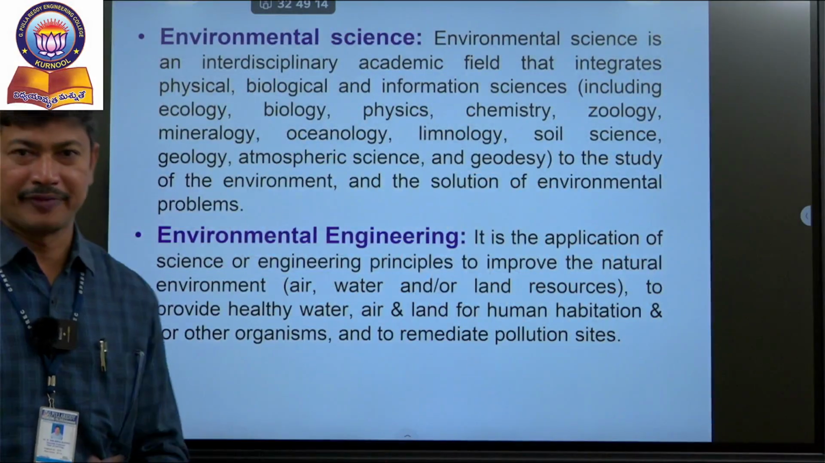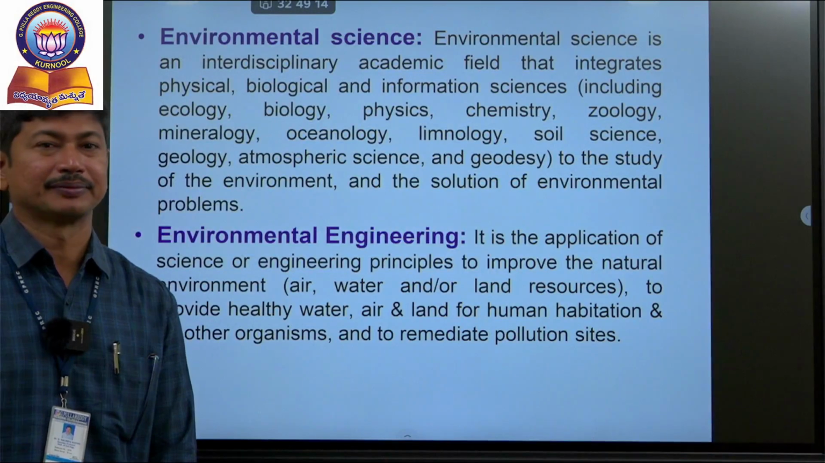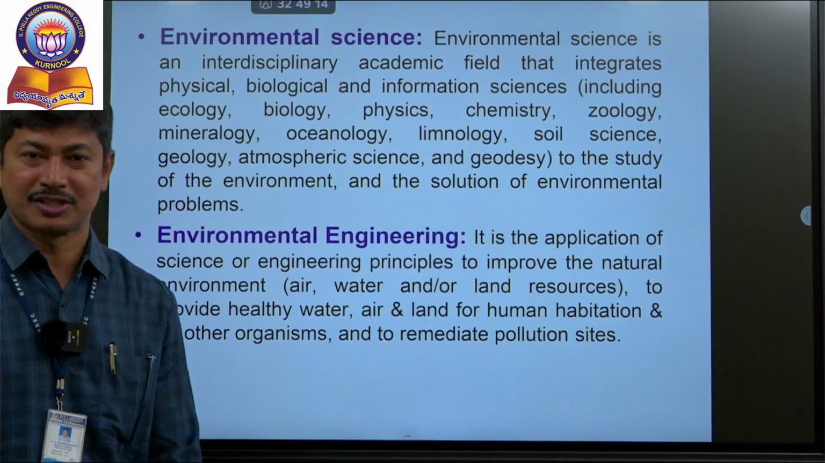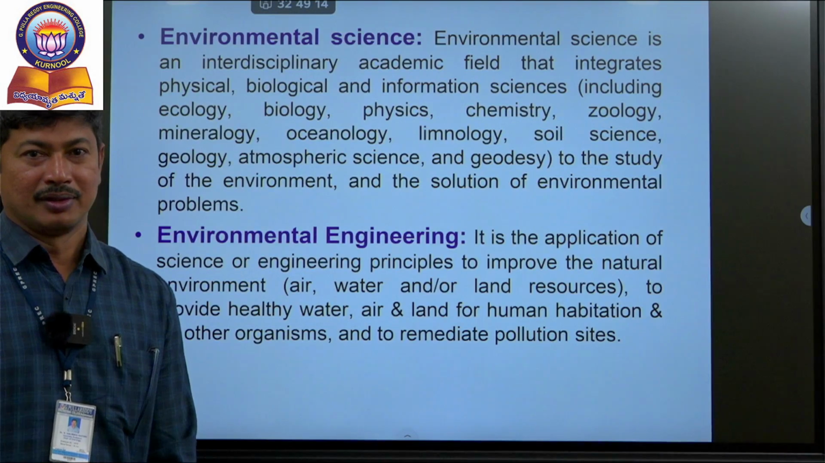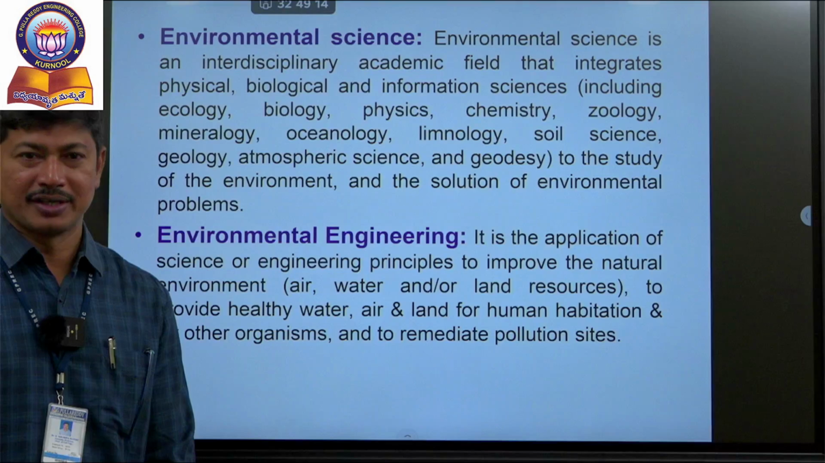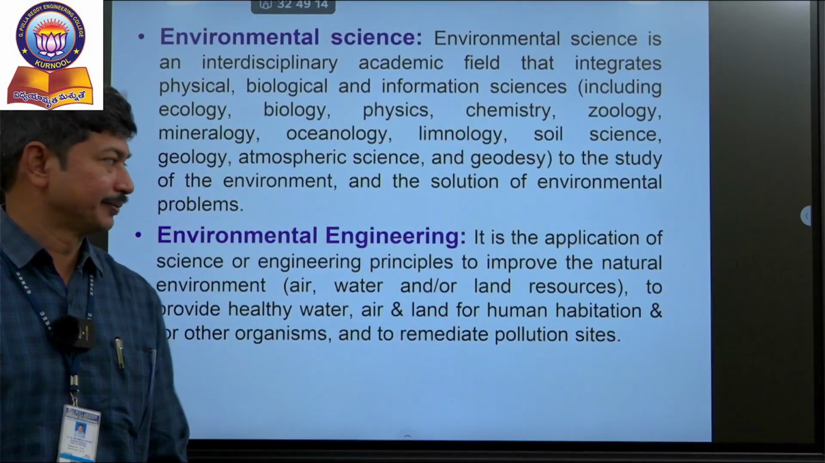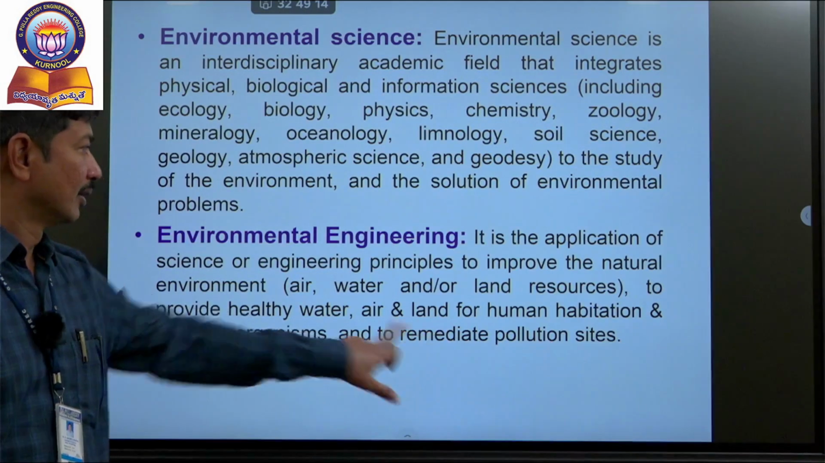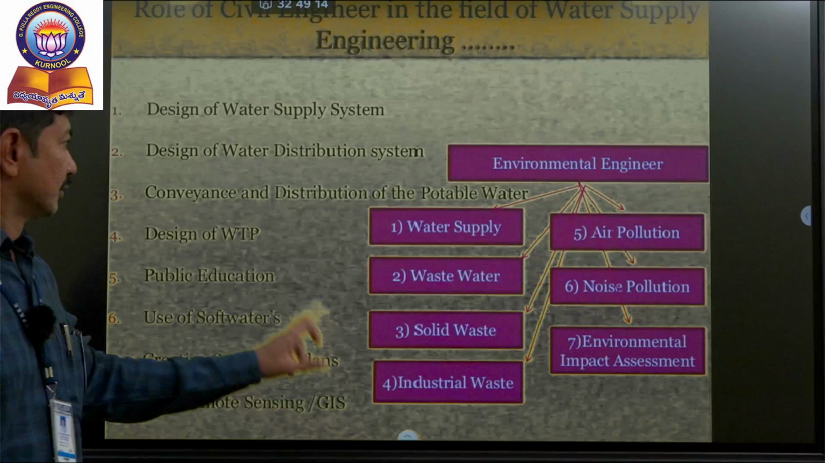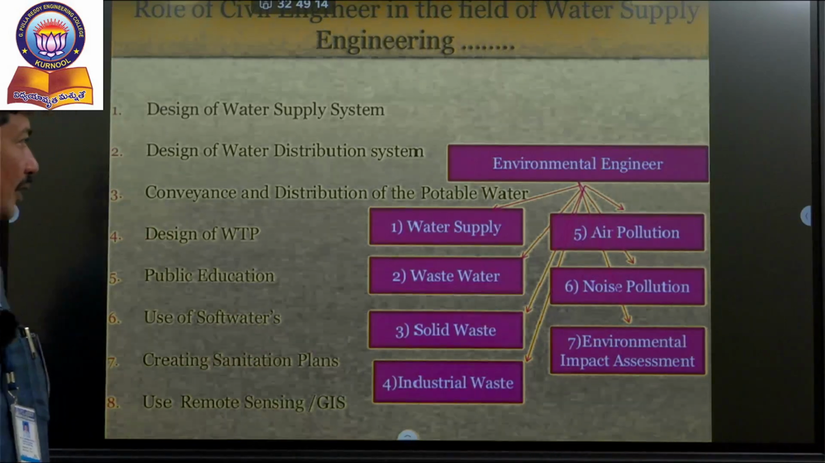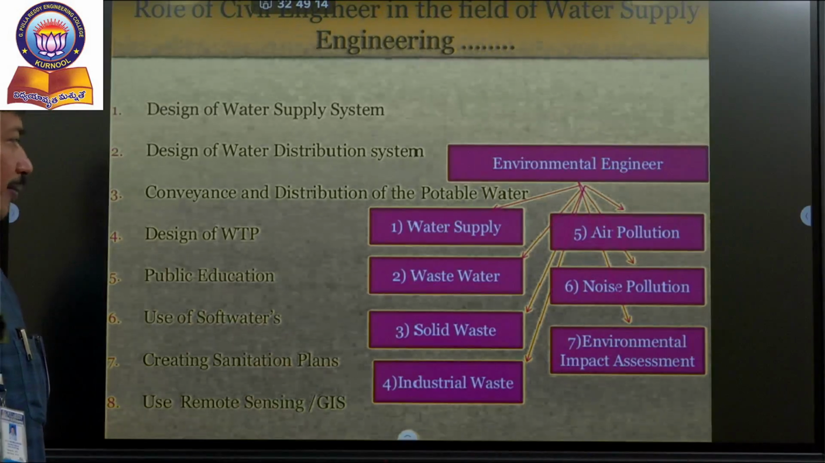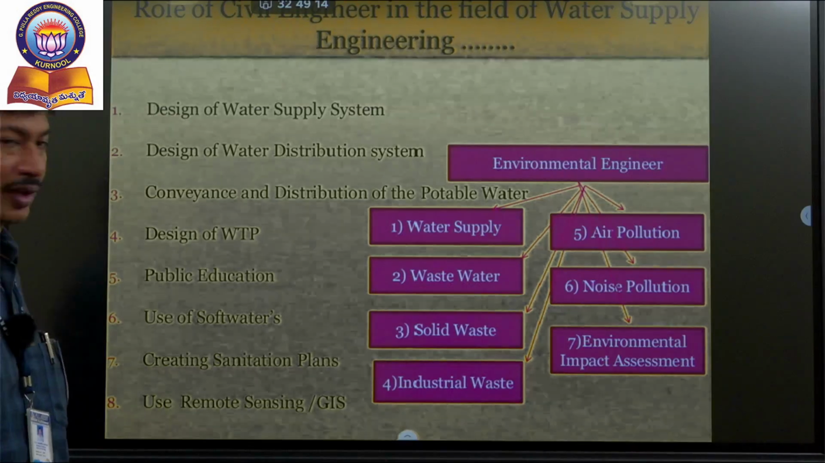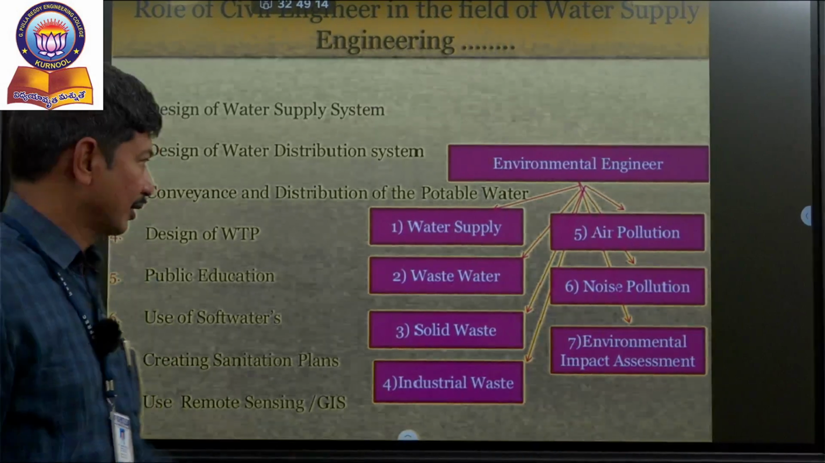So what is the difference between environmental science and engineering? Science searches for theory, engineering searches for process. Engineering deals with planning, designing, and execution. Science is only searching for theory. This environmental engineering deals with all of this: water supply, wastewater, solid waste, industrial waste, air pollution, noise pollution, environmental impact assessment.